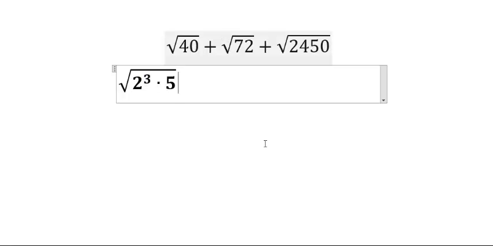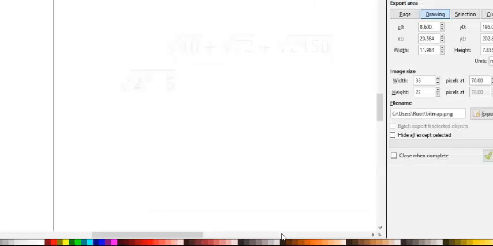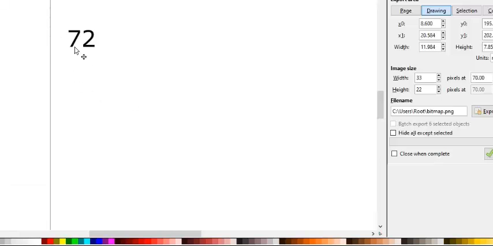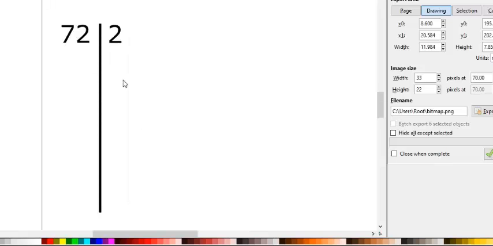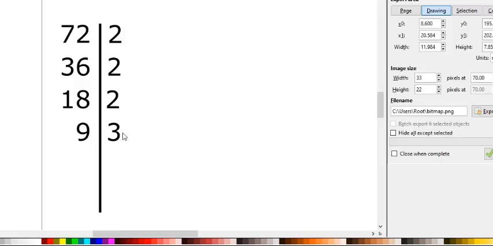Now let's see 72. I'm going to decompose 72 the same way I did with 40. So 72, the vertical bar, and I try to get half of 72. Half of 72 is 36. Half of 36 is 18. Half of 18 is 9. 9 doesn't have half, so I start working with thirds. A third of 9 is 3. And 3 also has a third. The third of 3 is 1.